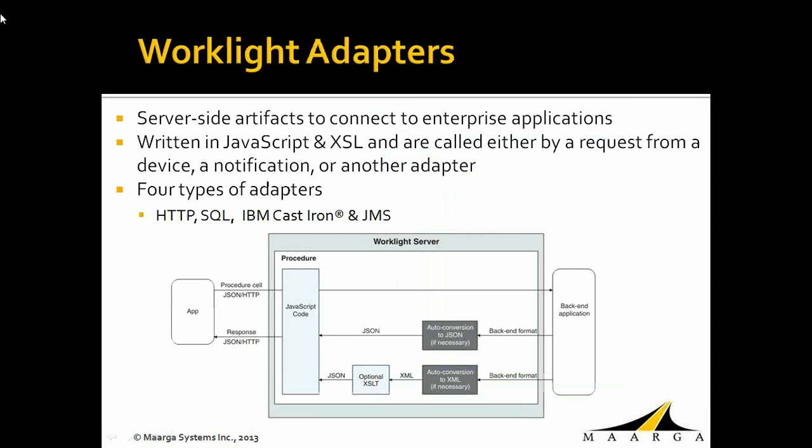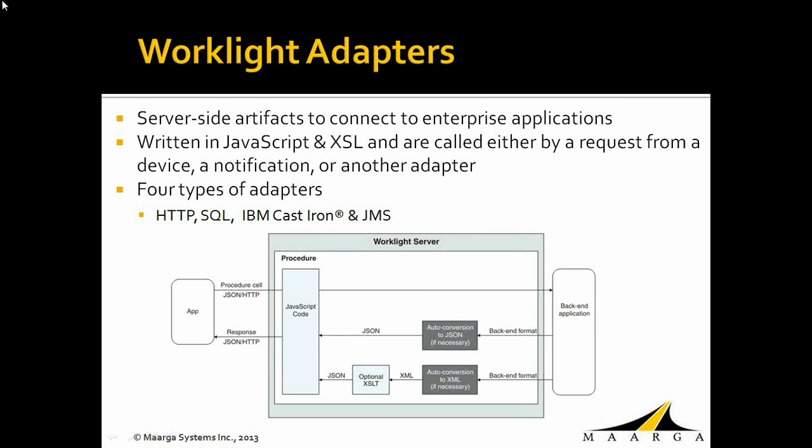The last component that was not really listed in the architecture diagram that I showed earlier is called the WorkLight adapters. WorkLight adapters are pieces of code, server-side artifacts, so to speak, that are deployed on and serviced by the application platform. They are used to connect to enterprise applications, deliver data to and from the mobile applications, and perform any necessary server-side logic on the data.